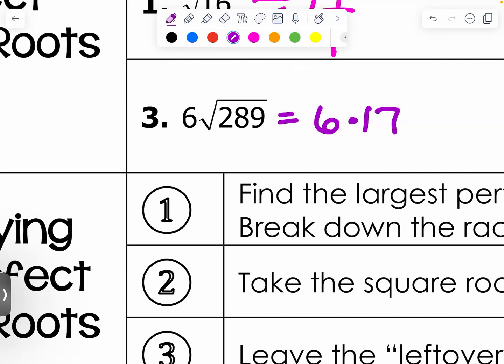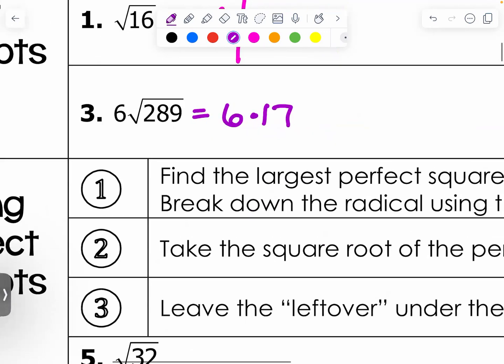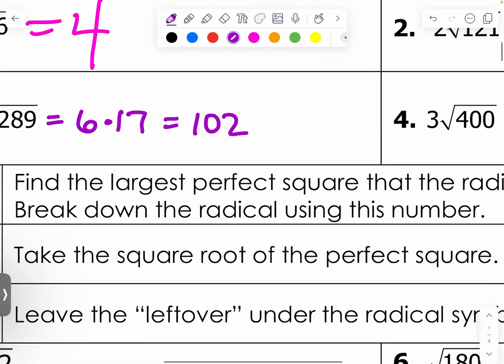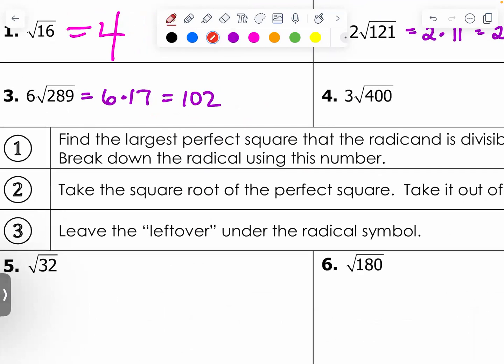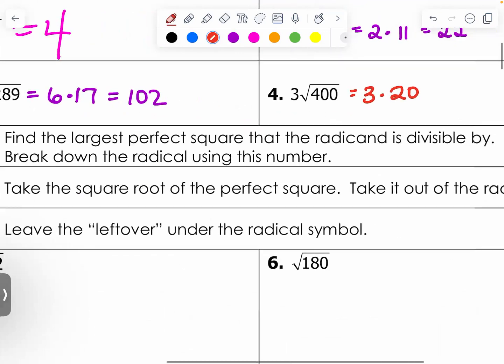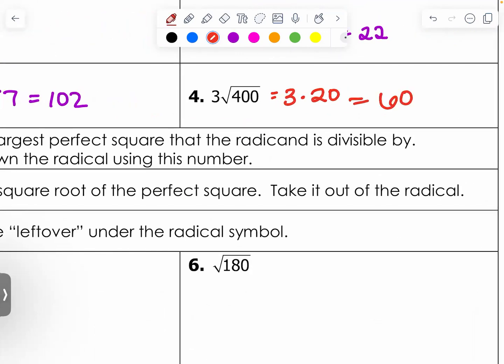Okay. Hey, can we like not with the noise? Okay, so what's 6 times 17? 102. Okay. All right, Ella, what is the square root of 400? Okay, so number 4 is 3 times 20. 60. Okay. Harry, can we not with the noise? Okay.